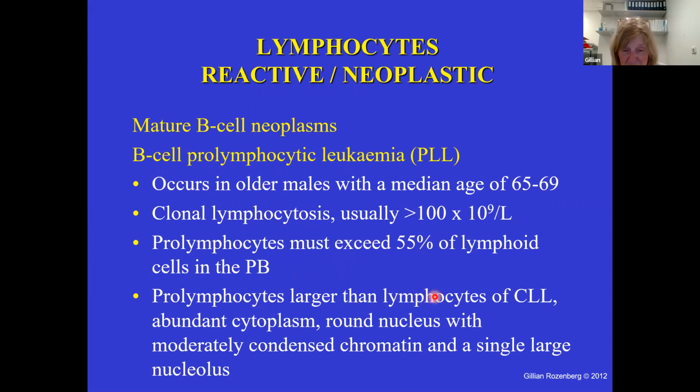Prolymphocytes are larger than the lymphocytes of CLL because the CLL lymphocytes are mature. Prolymphocytes are always just a little bit less mature and larger in size. They have abundant cytoplasm, a round nucleus with moderately condensed chromatin pattern. But the standout feature of a prolymphocyte is that they have a single large nucleolus. It's almost like an eye looking out at you.